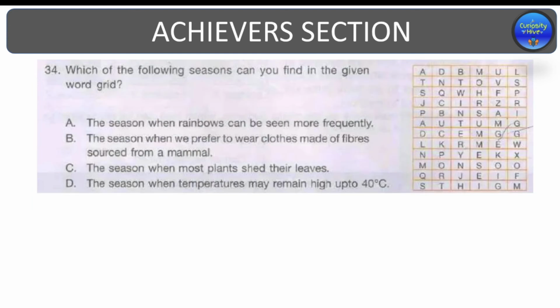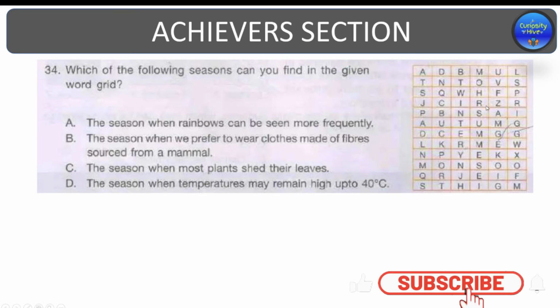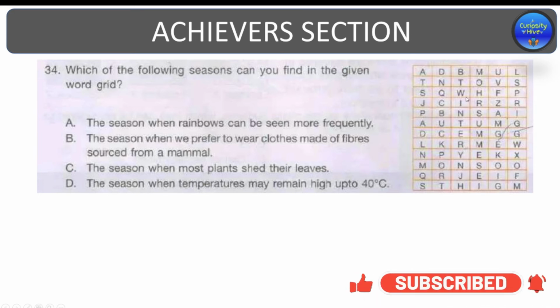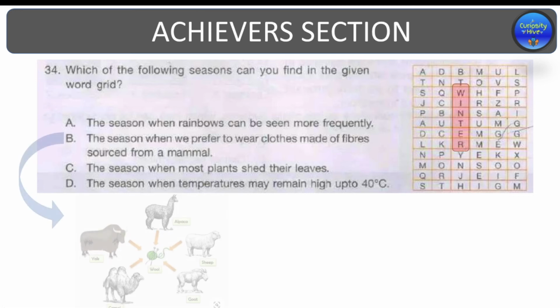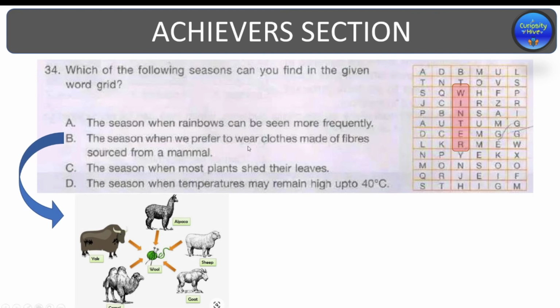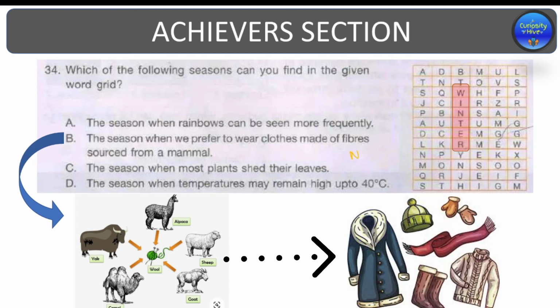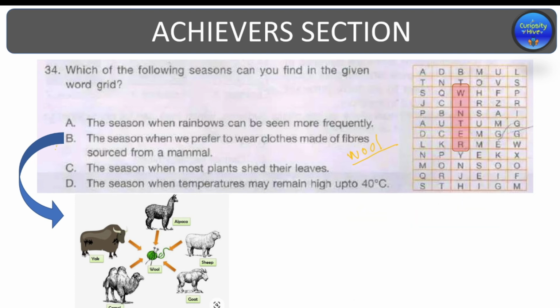Next question. Which of the following seasons can you find in the given word grid? These are the clues for the seasons and you have to match it with the answer found in the word grid. Well, pause the video if you want to solve this, but when I solved the word grid, I got winter as the complete season name and I could match it up with B because that is the season where we prefer to wear clothes made of fibers sourced from a mammal, and wool is one such fiber which is sourced from a mammal. So that's our right answer.